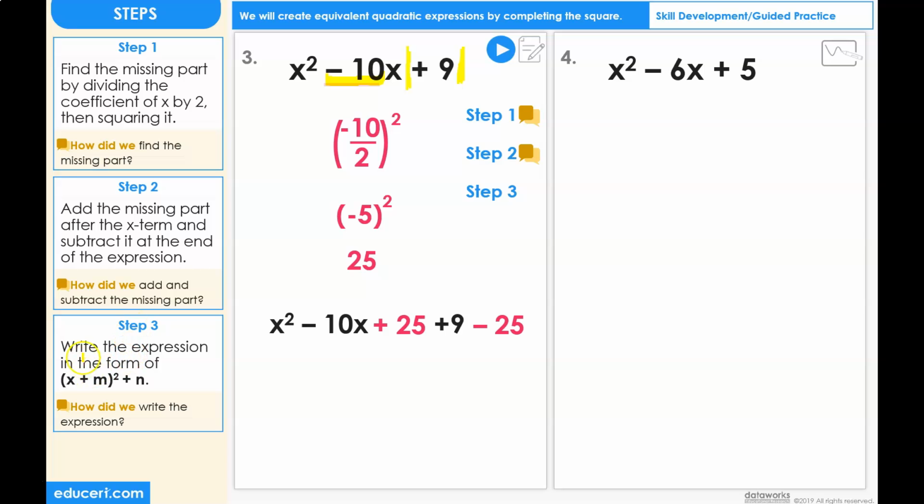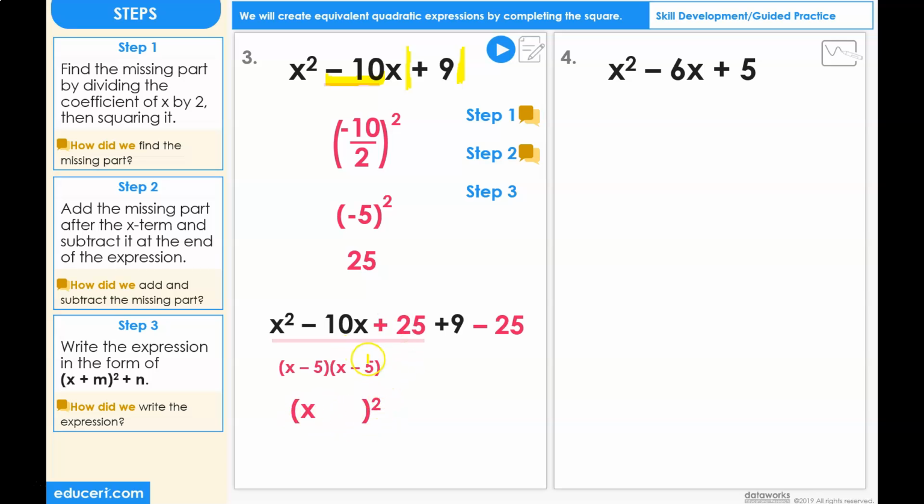Step 3. Write the expression in the form of a square binomial with a numeric term. To create the square binomial, we have to factor these first three terms into identical factors, so we know it will be x plus or minus some number squared.